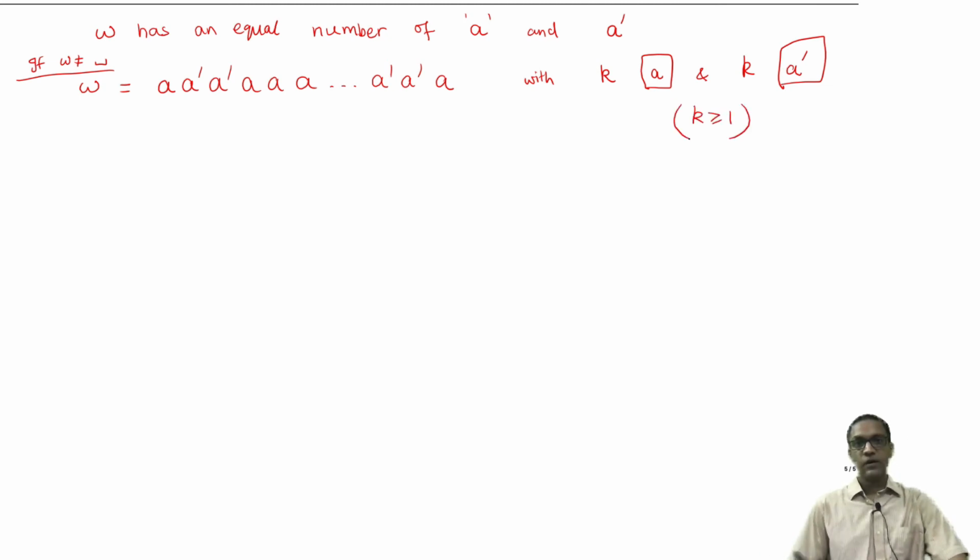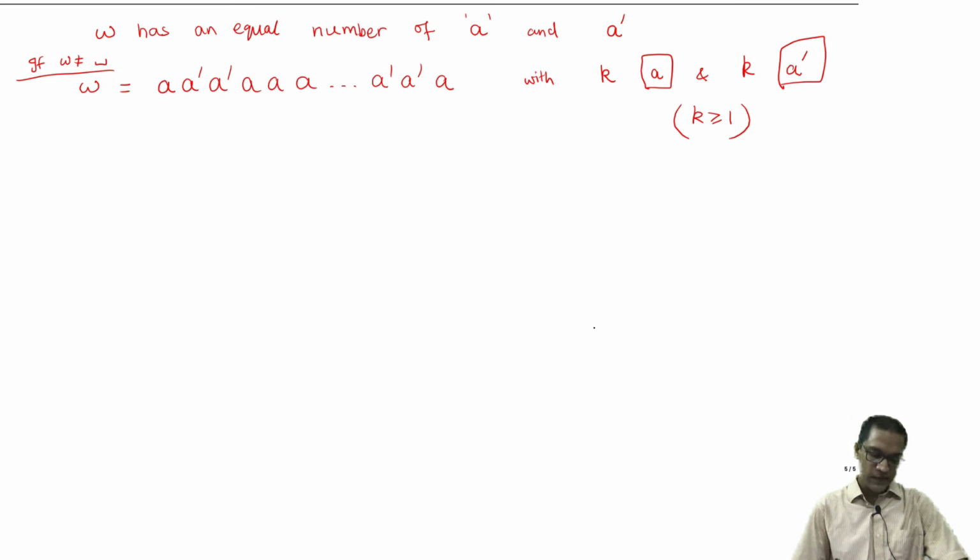Now, you scan the word from left to right. There has got to be at least one place where an a and an a prime occur next to each other. They occur consecutively, right? You really can't avoid that if you have got k a's and k a primes. Any word which has both a's and a primes already must have at least one position where an a and an a prime come next to each other.